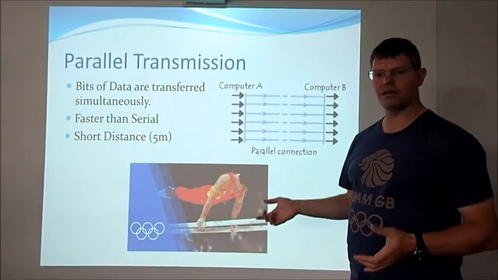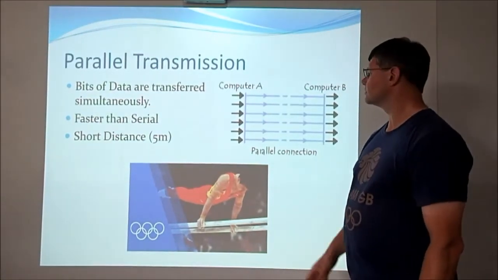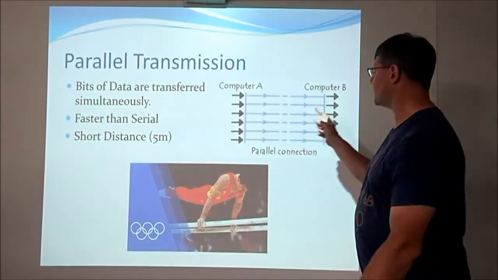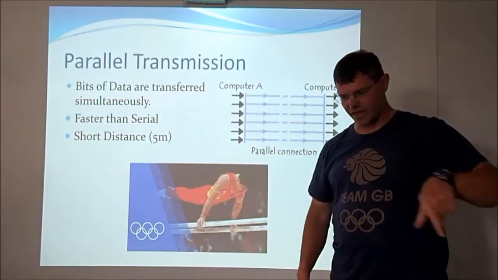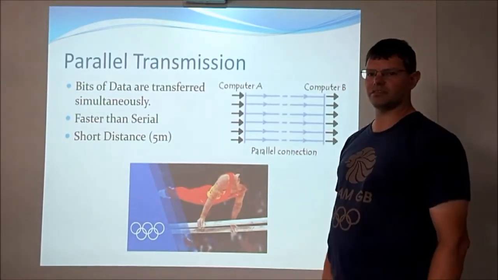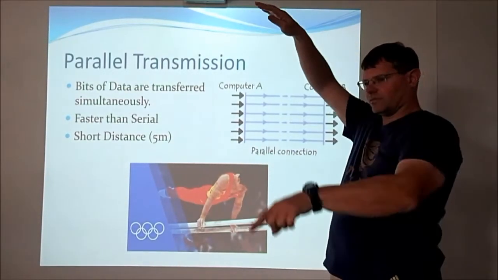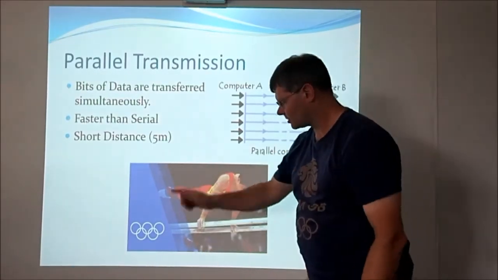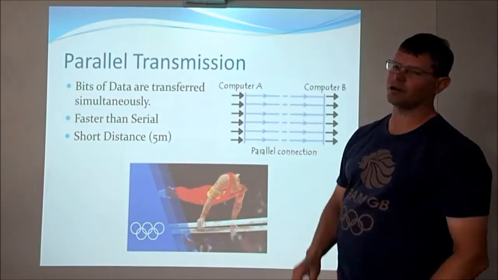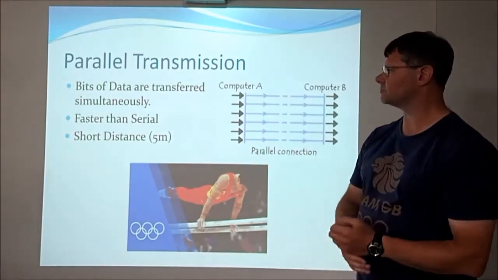Hopefully to help you remember it, when you're thinking of parallel, parallel lines are lines that go like that. It helps you remember the parallel bars in the Olympics are the two bars that are like that. It's not the uneven bars, the asymmetric bars that the girls use when they do the flips from the higher and low one. Two next to each other that are parallel. Parallel bars, hopefully that will help you remember parallel transmission.